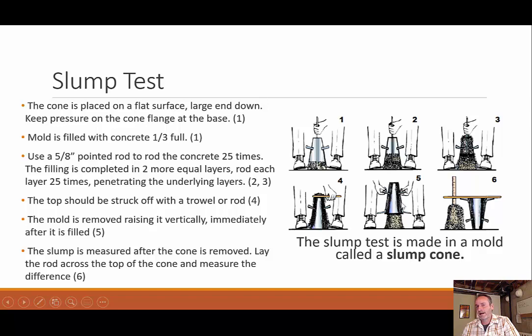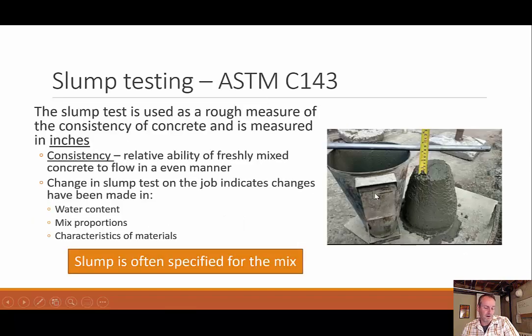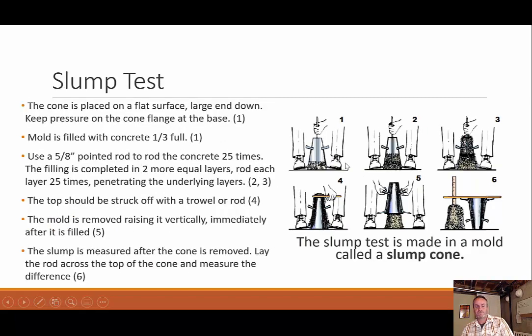So this is what we're doing for the test. Here you see your slump cone. You fill up that cone, flipping it so it's shaped like a cone. You put 1/3 of your concrete mix in there, and then you tamp it down.